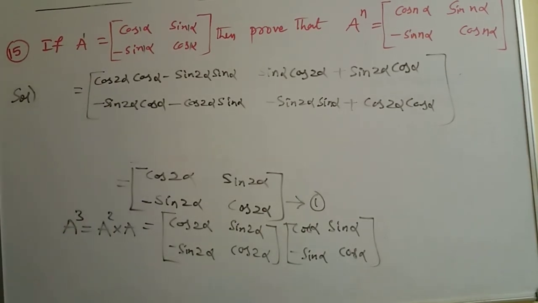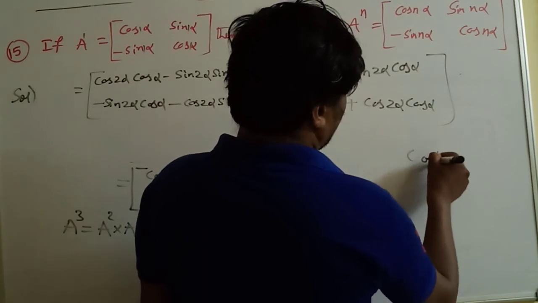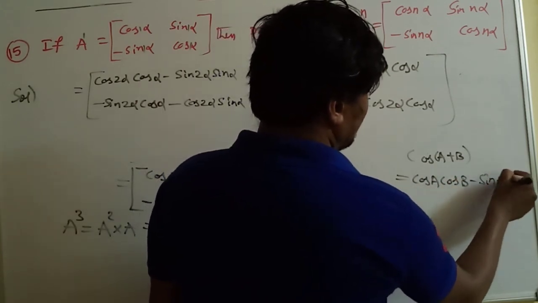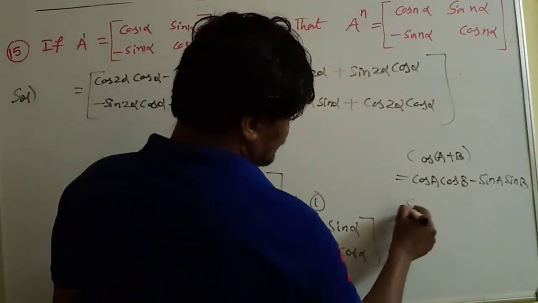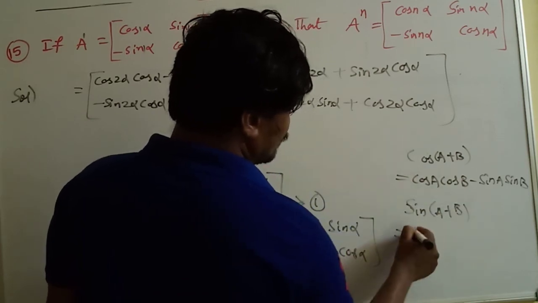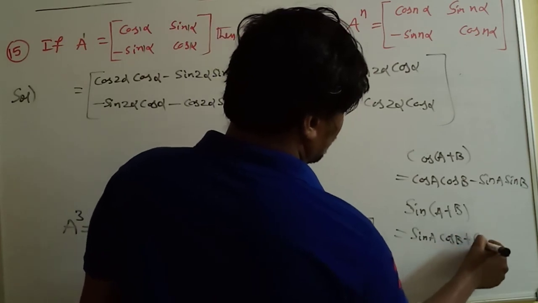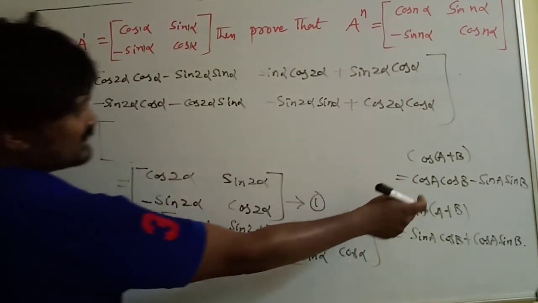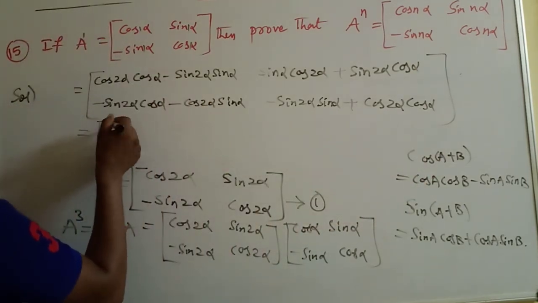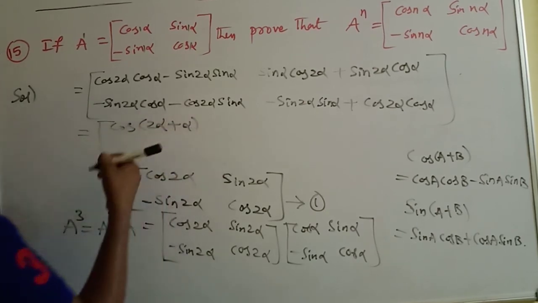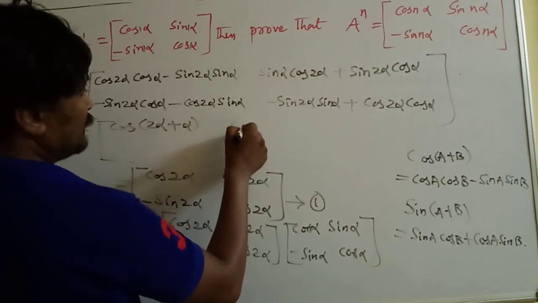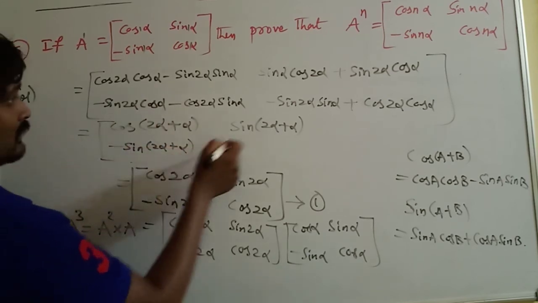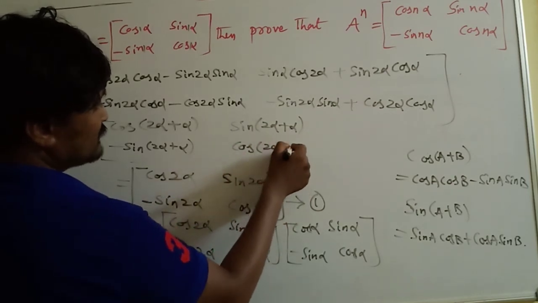So here again two more formulas you have to remember, that is cos of A plus B is equal to cos A cos B minus sin A sin B. And the other one, sin of A plus B is equal to sin A cos B plus cos A sin B. These two formulas you have to remember. Now check carefully. For the first one, I'll apply this formula. Then cos of A plus B means 2 alpha plus alpha. So I'll write here cos of 2 alpha plus alpha. And next one here, sin of 2 alpha plus alpha. Here minus common, again same method, sin of 2 alpha plus alpha. Here again cos of 2 alpha plus alpha.